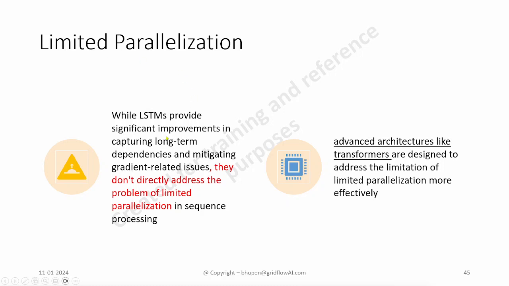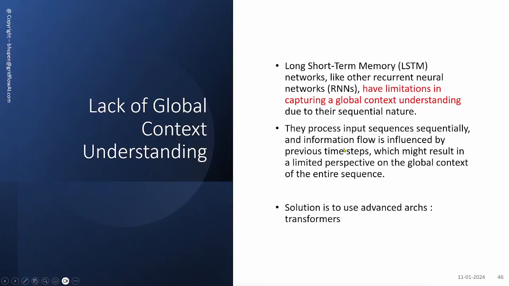Parallelization is a big topic. LSTM and GRUs do not address parallelization 100%, but to some extent, the forget gate operations and input gate operations can be parallelized. Global context also is a bigger topic. LSTM and GRUs are a first step towards a solution for contextual understanding, but they are limited when we talk about a true solution for global contextualization.